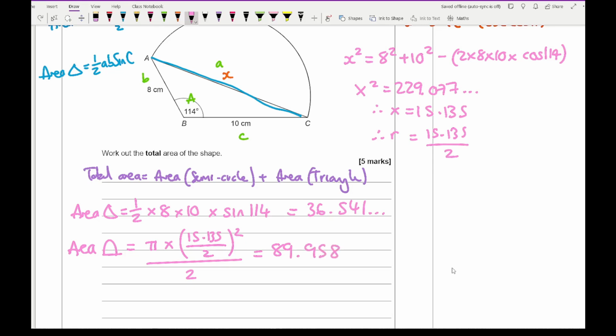and that gives me an answer of 89.958. So all that's left for me to do is just add these two numbers together, in which I get a total area of 126.5 centimetres squared, and that's to one decimal place. And in the mark scheme, they would accept any answer between 125.99 to 126.57.